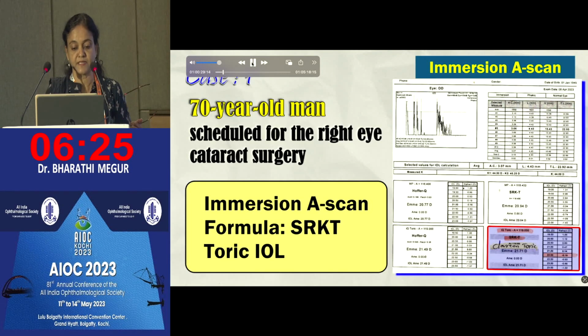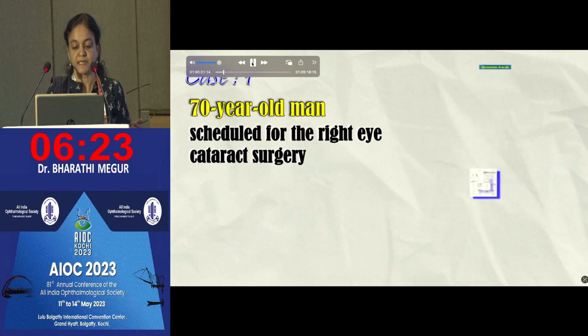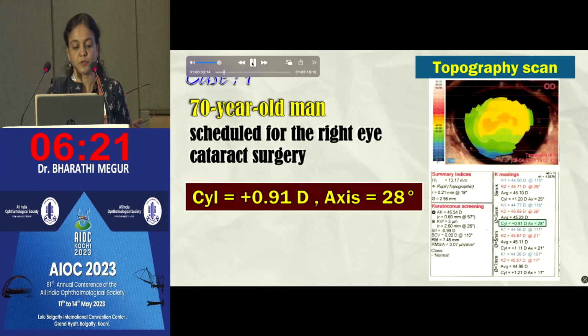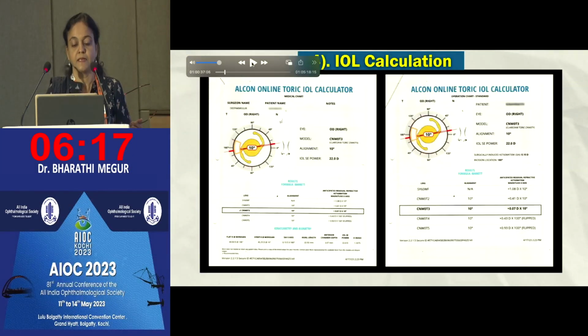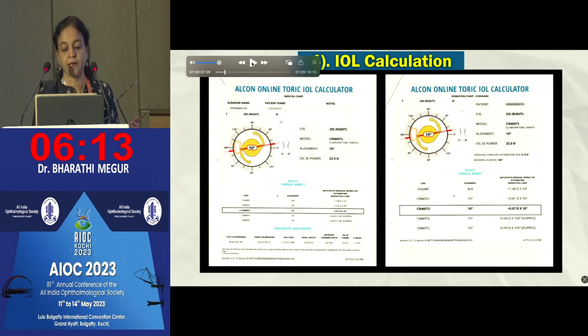We did an immersion scan. The immersion A scan also agreed, and the topography also agreed on the magnitude and the axis of the cylinder. So this is the patient who opted for a toric IOL, and this is the final printout which the Alcon toric IOL calculator gave us. The patient required a T3 series toric IOL at 10 degrees.